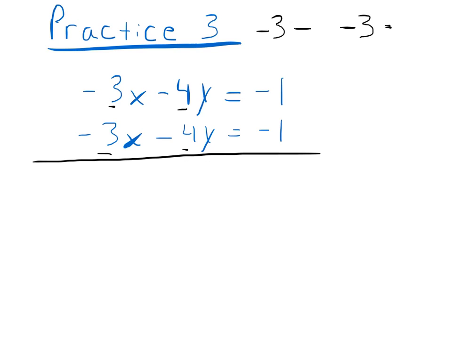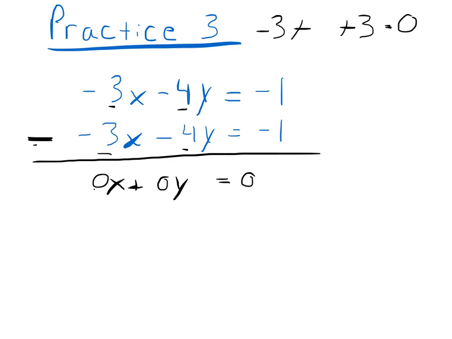And then if I have minus a negative, that turns into plus positive. -3 plus +3 will give me the 0. So that tells me I need to subtract these equations. -3 minus -3 will give me 0x. -4 minus -4 will give me 0y. And we can add those. And then -1 minus -1 will give me 0.